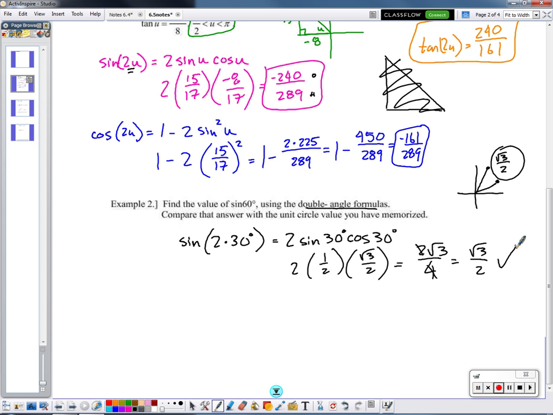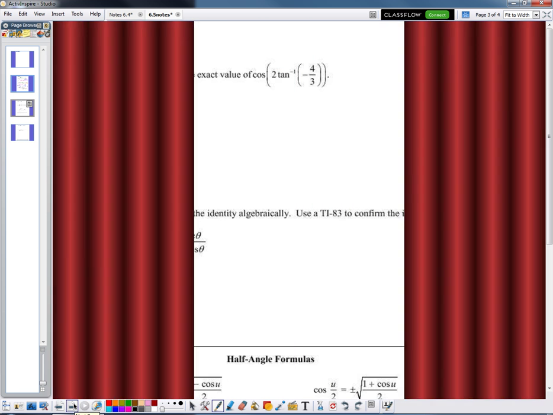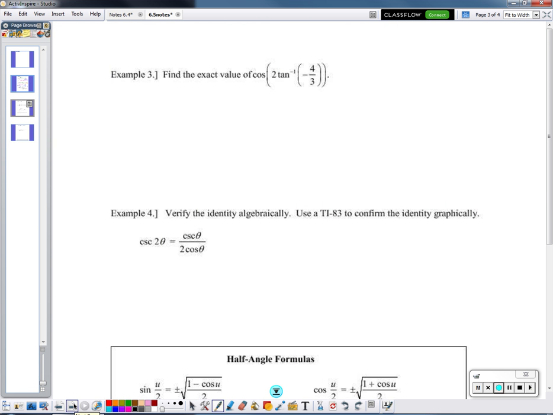Let's go ahead and look at example 3 now, on the next page. Example 3: find the exact value of the cosine of 2 times the tangent inverse of negative 4 over 3. Remember, tangent inverses are just tangent trig inverses of angles. So tangent inverse of negative 4 over 3 is really just an angle, theta. So in my head, I'm going to draw a picture here. Tangent's negative, so I'm down in the 4th quadrant for that inverse. And then I want to go ahead and label its sides, opposite and adjacent. 3, 4, 5 are the 3 sides of my Pythagorean triple.